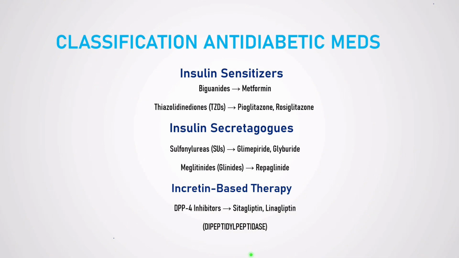Next group is insulin secretagogues. As the name implies, it promotes insulin secretion. The group in that is sulfonylureas. This one is not that difficult, because for nurses, we are all familiar with the names: glimepiride, glyburide, glipizide. Those are the medications in that group. Then meglitinides, repaglinide. That one is the glinides, so you can remember that.